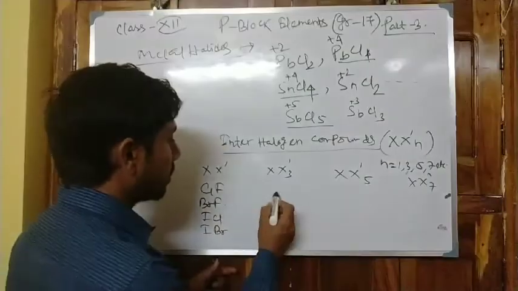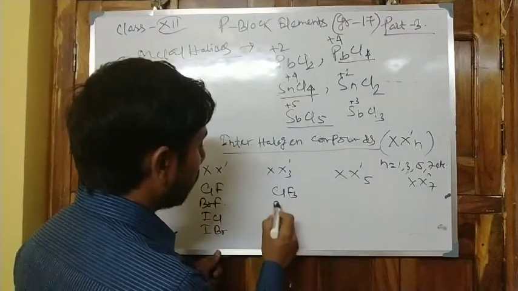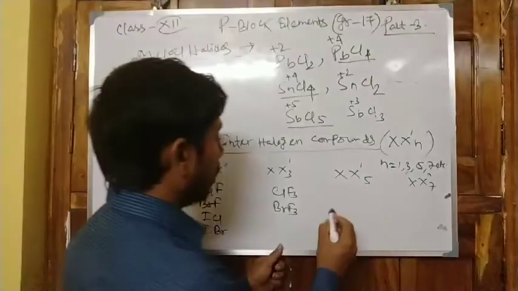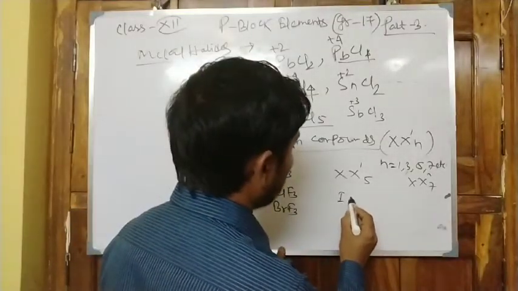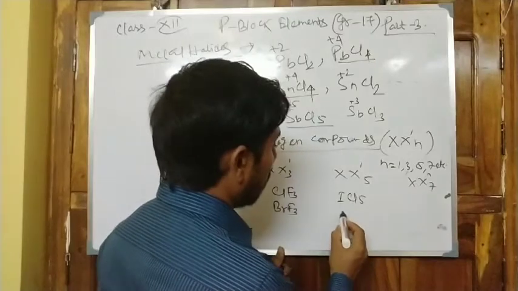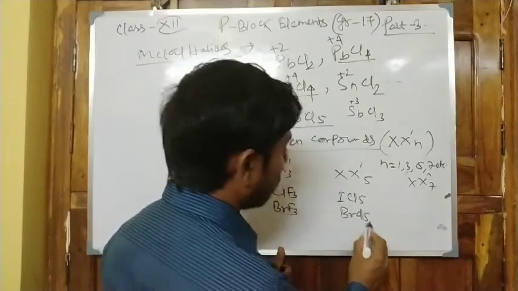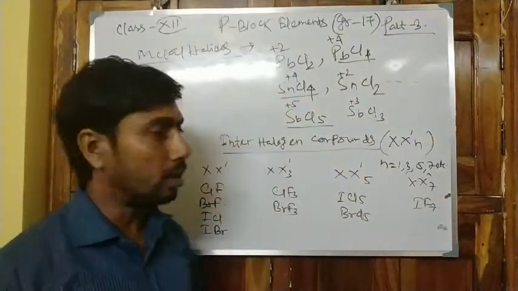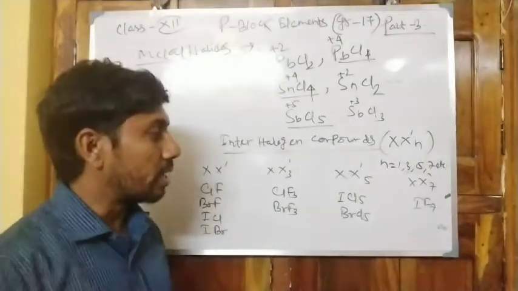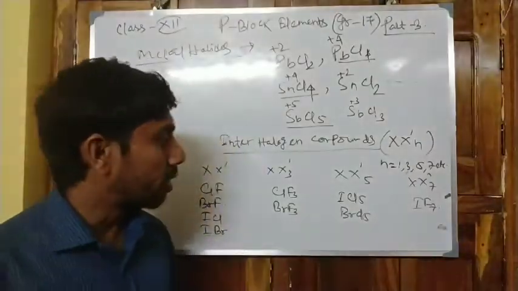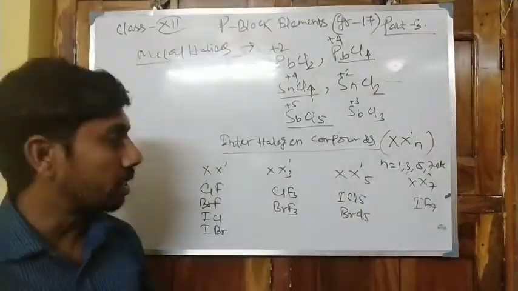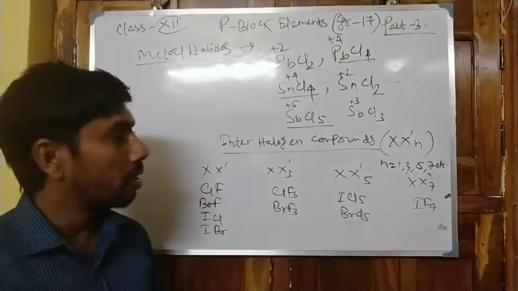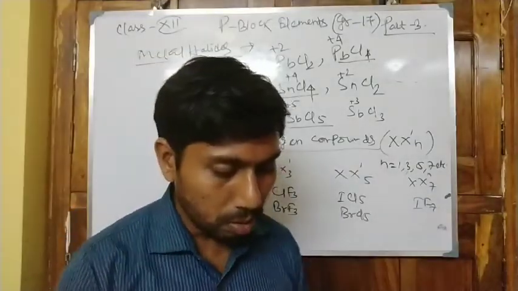XX'3, that is ClF3, BrF3. These are examples of XX'3. Then ICl5, BrCl5, IF7. Compounds of the XX'7 type are rare, that is IF7, and for XX'5 there are examples like ICl5, BrCl5. These are the examples of interhalogen compounds. Now let us go to some preparations of interhalogen compounds.